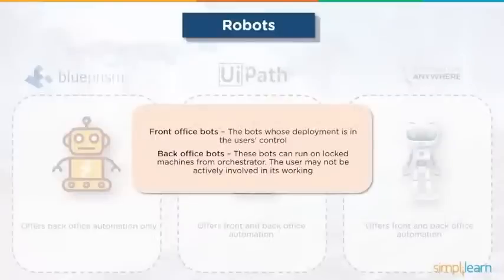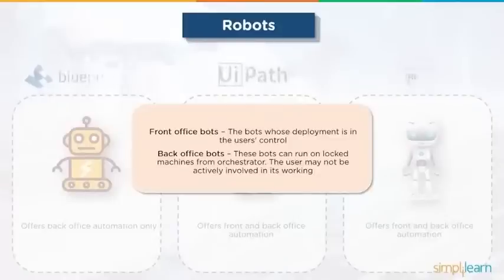Next up is robots. Now, before we jump in, let's discuss what the different types of bots are. There are two types of bots. We have the front office bots, whose deployment is in the user's control. We also have back office bots that can run on locked machines from an orchestrator. The user may not be actively involved in its working.